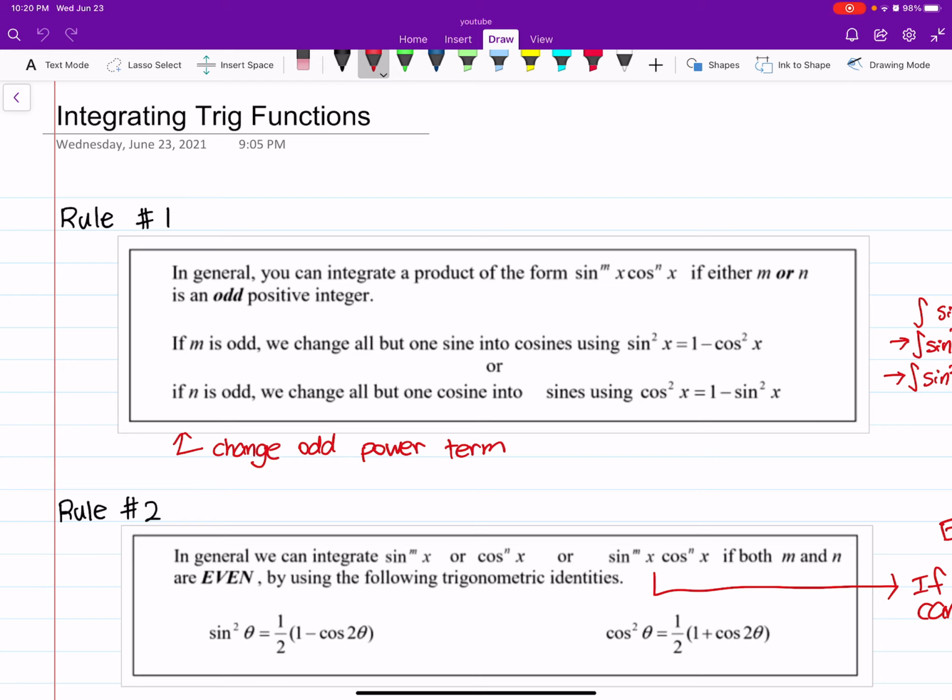Rule number 1. In general, you can integrate a product of the form sine to the power of mx times cos to the power of nx if either m or n is an odd positive integer. So if m is odd, we change all but one sine into cosines, using sine square x is equal to 1 minus cos square x. And if n is odd, we change all but one cosine into sines, using cos square x is equal to 1 minus sine square x. So we basically have to change an odd power term.